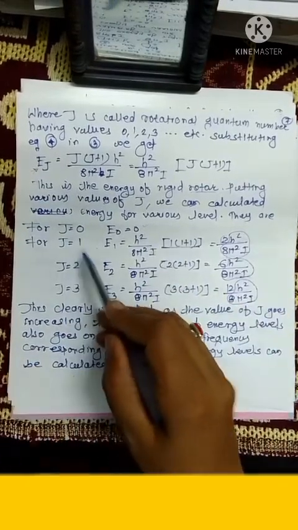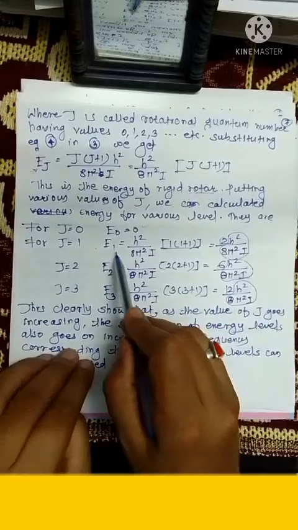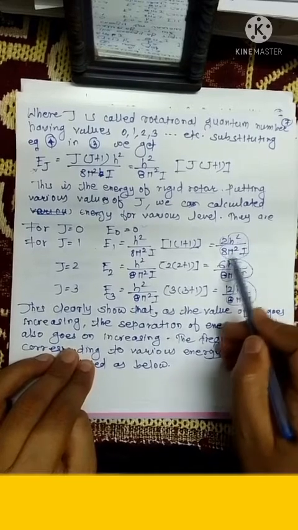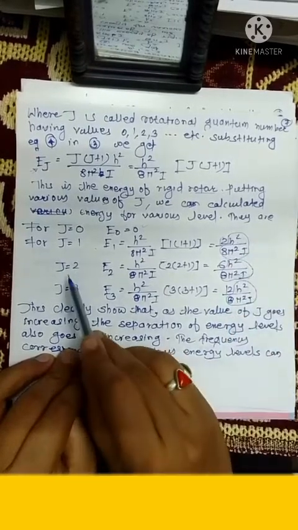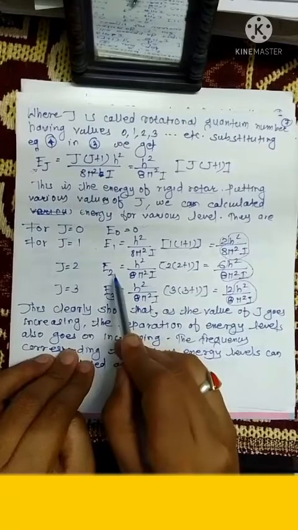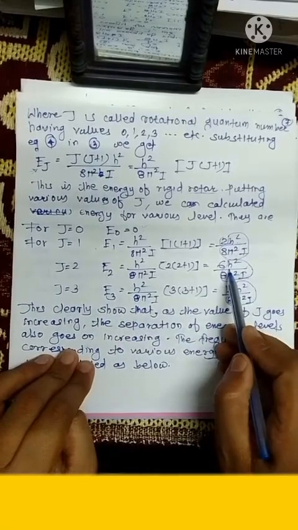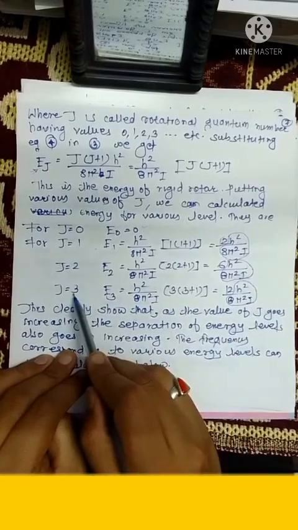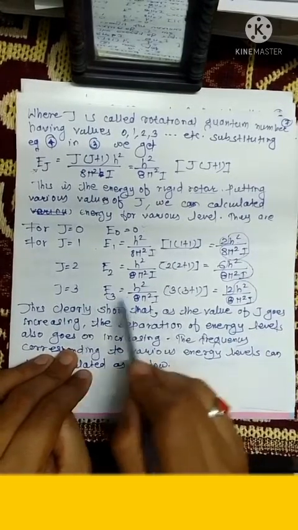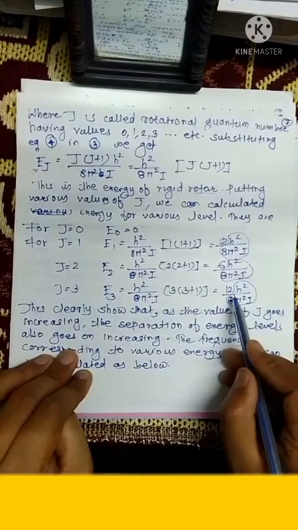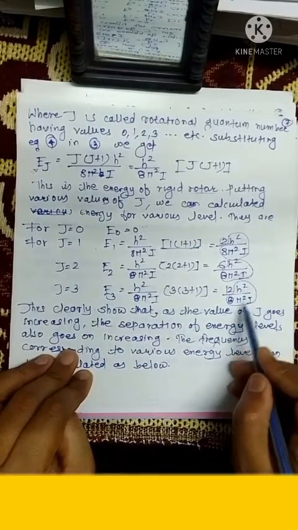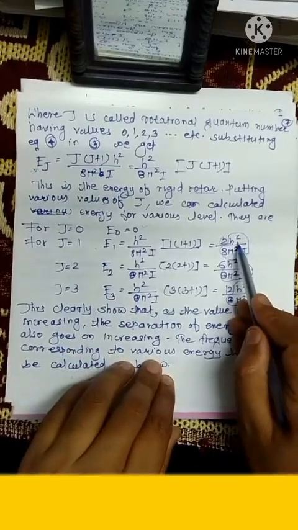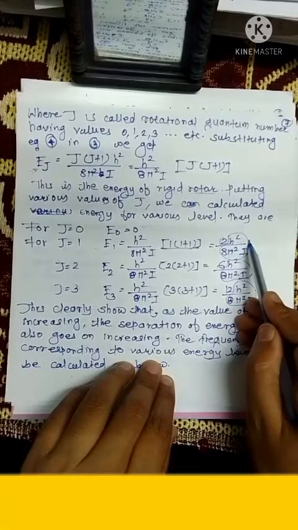For J is equal to 1, the energy of the first level comes as twice h square by 8 pi square I. For J is equal to 2, the energy of the second level is calculated as 6h square by 8 pi square I. For the third energy level, J value is 3 and it comes as 12h square by 8 pi square I. Students should note that h is Planck's constant.